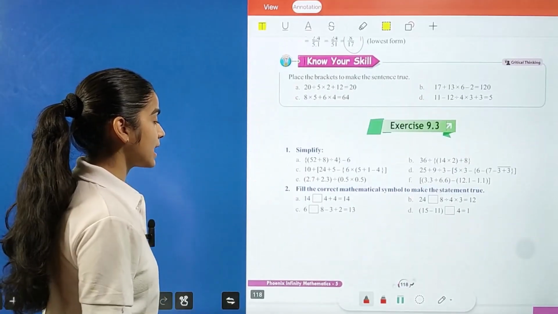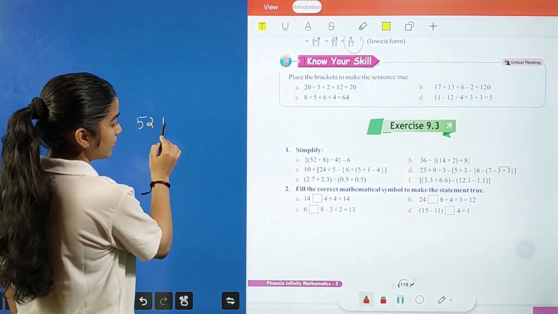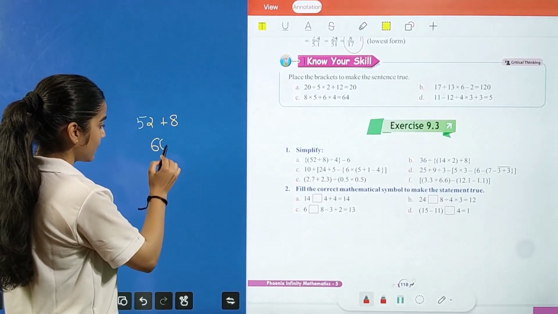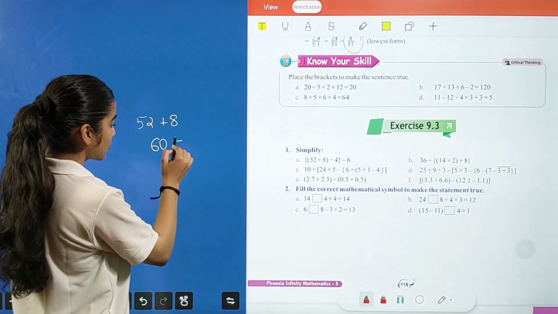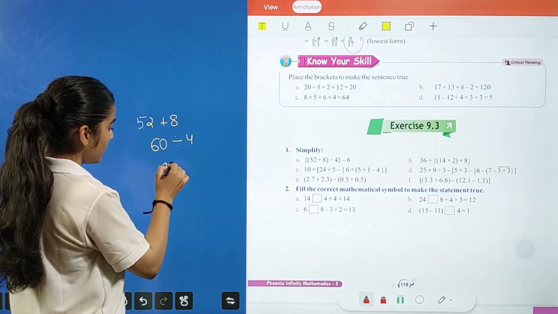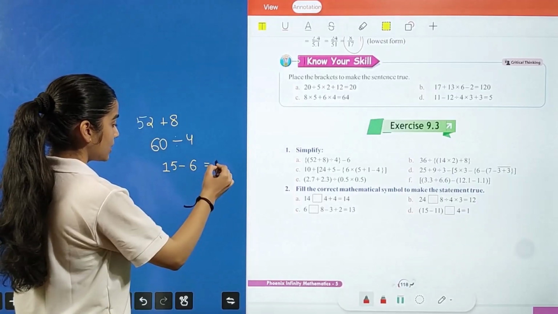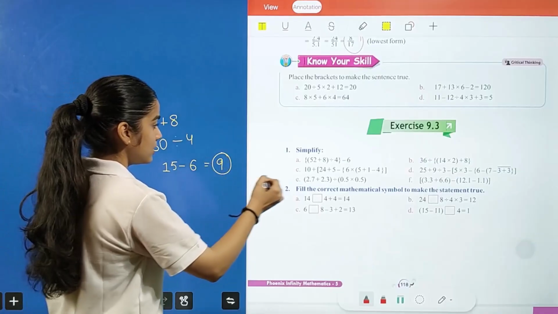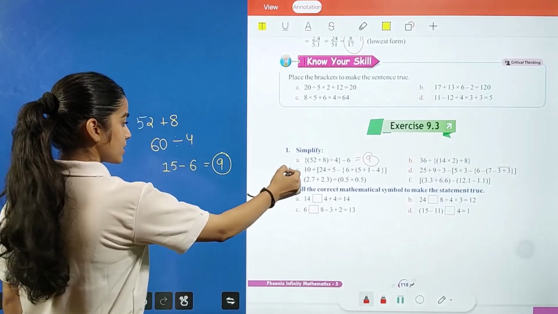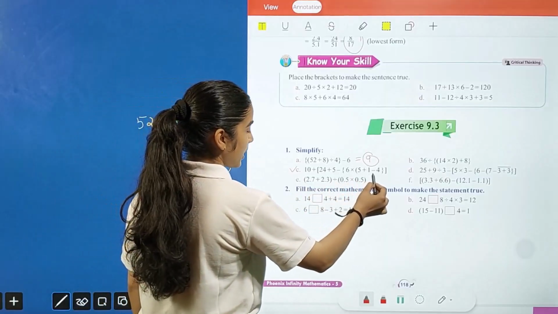Now we have our exercise 9.3. 52 plus 8. First we have to solve the curved brackets. So 50 plus 2 is 60. Then we have our curly brackets. So 60 divided by 4 is 15. Now we have to subtract 6 from 15. So you will get 9. So your answer is 9. One more question. See, first we have to solve our curved bracket, which is 5 plus 1 minus 4.